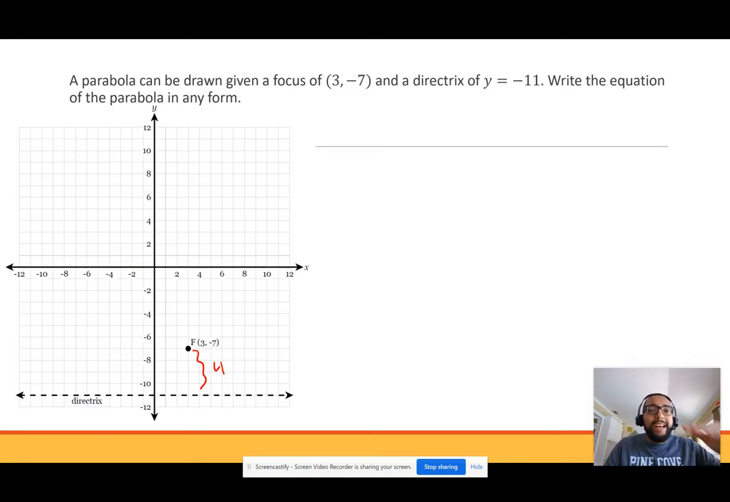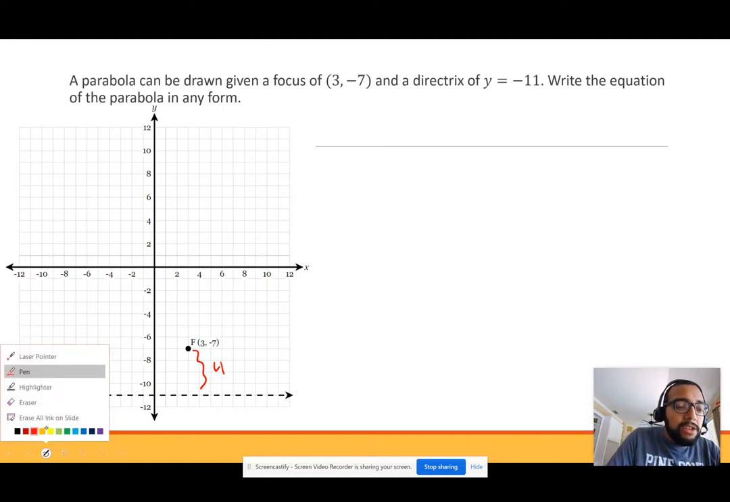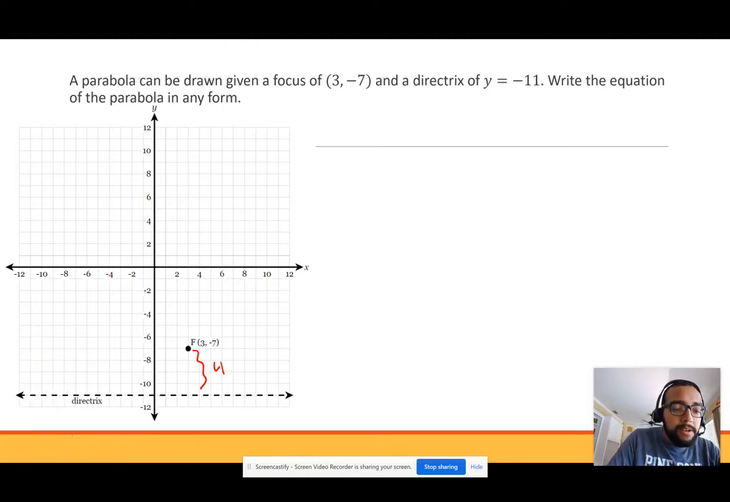Next was to find that total distance. Next step, find your vertex. Remember, the vertex is directly in between the focus and directrix. I know on Delta Math, they use the midpoint formula, which is fine. The midpoint formula works every single time. I do think it's a little bit more work, but you can do that.